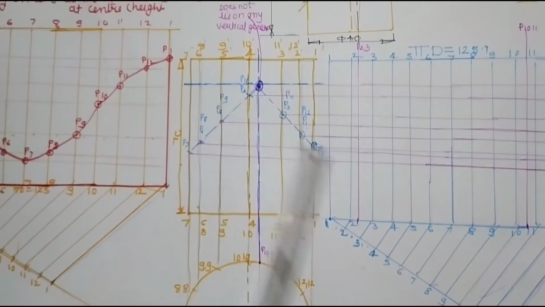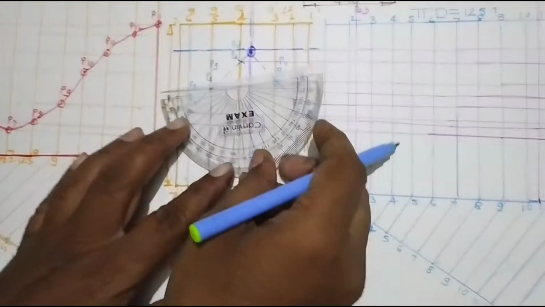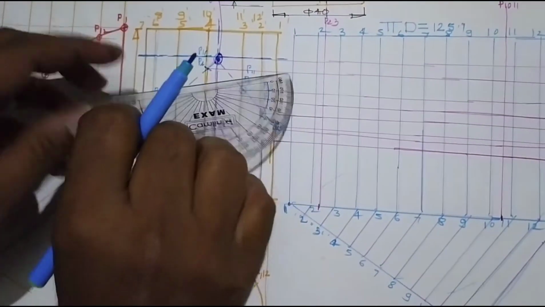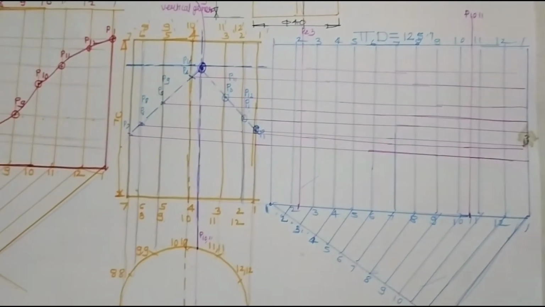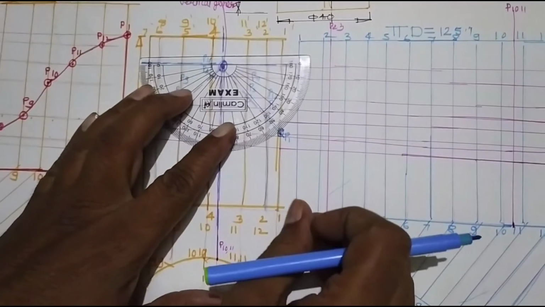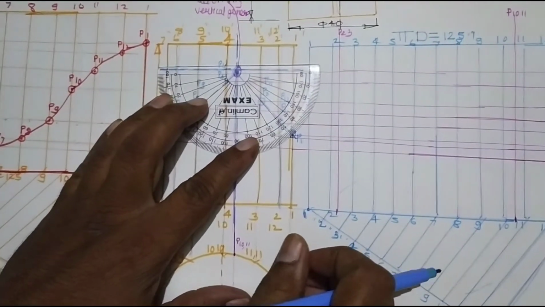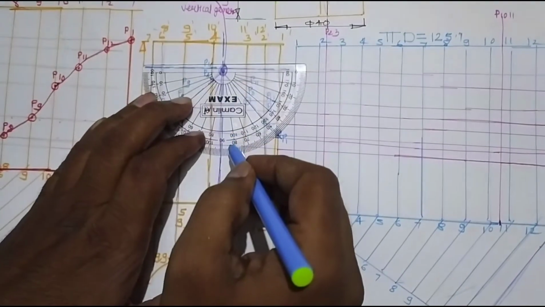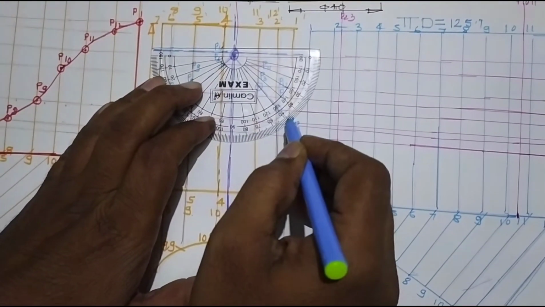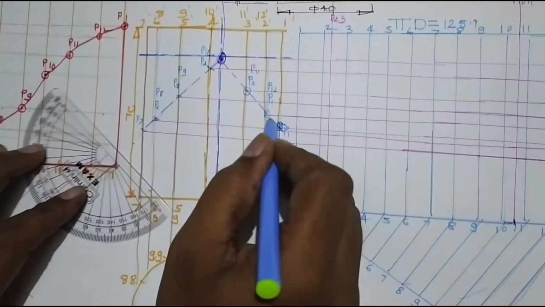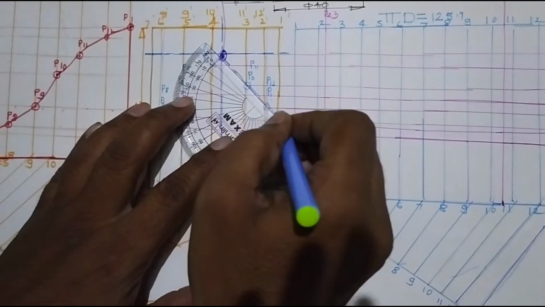Now, to mark these two cutting planes, what is the procedure? First, keep the protractor at this point. From the vertical, what is the angle? 45 degrees: 10, 20, 30, 40, 45. This is a point and I will mark the first cutting plane here.